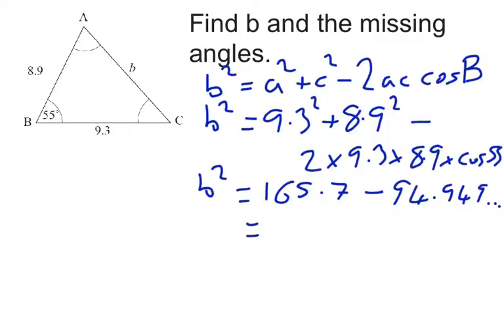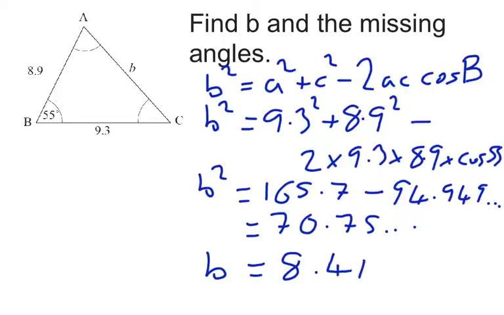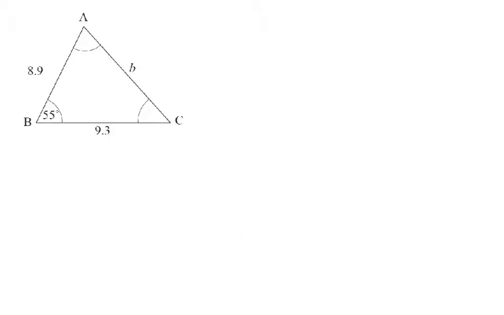So B squared is equal to 70.75, and B is equal to the square root of this, which is 8.411. So that's our value for B, 8.411. We're now going to use that value, 8.411, to help us find the two missing angles.